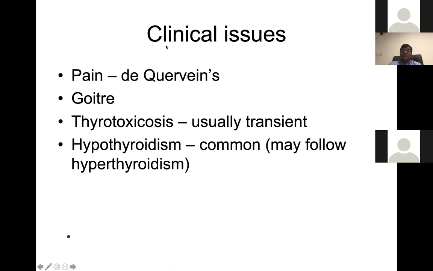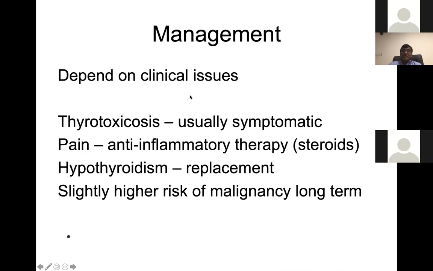The clinical issues in thyroiditis are, in the post-viral or subacute, you can get pain, then fever, constitutionally they can become ill. The goiter can be an issue. Usually transient thyrotoxicosis can happen because of the release of thyroid hormones. And on the longer run, people become hypothyroid. So this can follow a period of transient hyperthyroidism. So the management depends on the clinical issues.